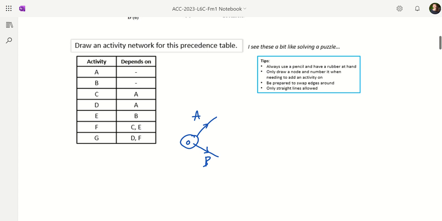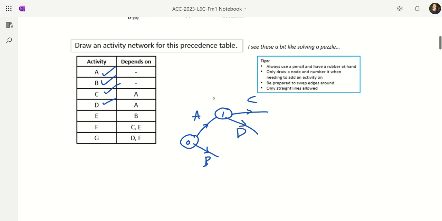So if I look at the next activity, so I've drawn on A and B, I want to draw C on now. Well, that's dependent on A. So now I'm going to draw a node. I'm going to call it number 1 because I'm just following the sequential numbering pattern. And off of this one, I'm going to have activity C. And D is also going to come off A as well because that's dependent on A. But that's a separate activity with a separate arc. So I'll draw on D.